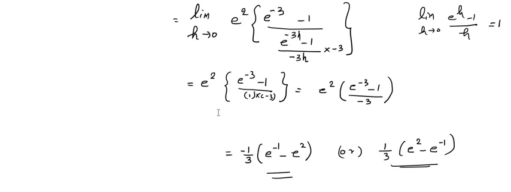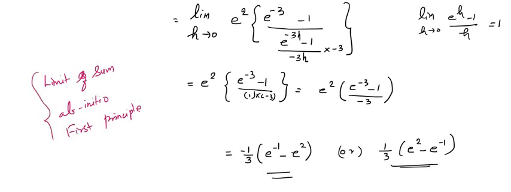I hope you have understood this, finding the definite integral value using limit of sum. Actually, the limit of sum has some other names also. The question can be like this too. The other name is ab initio method. Or we can say find the definite integral using first principle. All these are the same. Whether limit of sum, ab initio, or first principle, whatever they ask, this is the method.